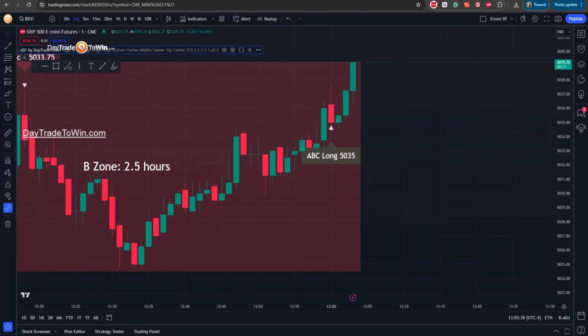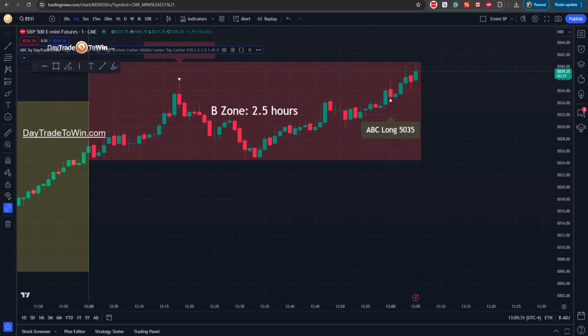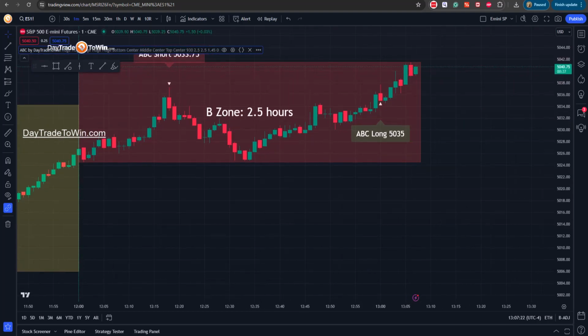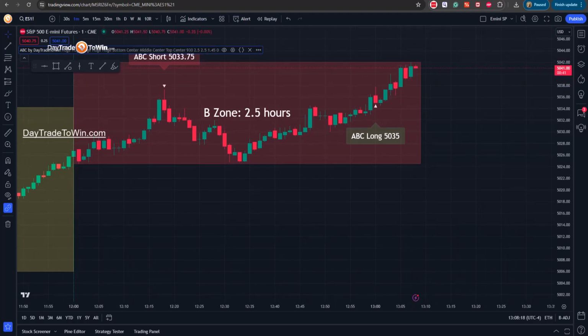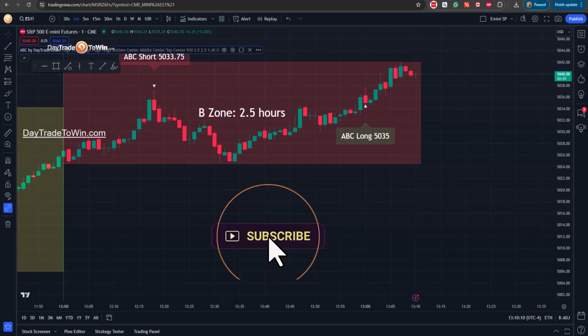Long 50.35. Again, we don't want this to turn into a losing trade. So remember, if you're in profit territory right now, maybe 5-6 points that occurred, get out of the trade, trail a stop. Don't let this turn into a losing trade.